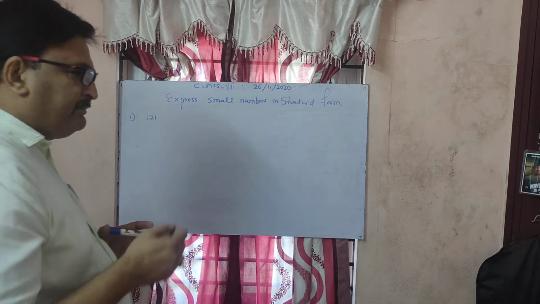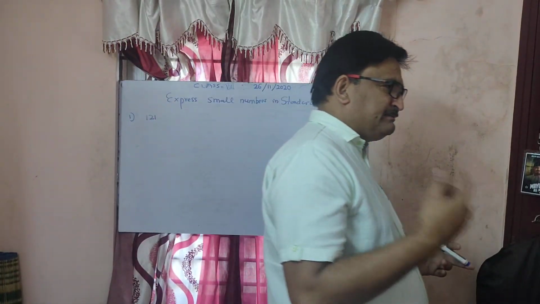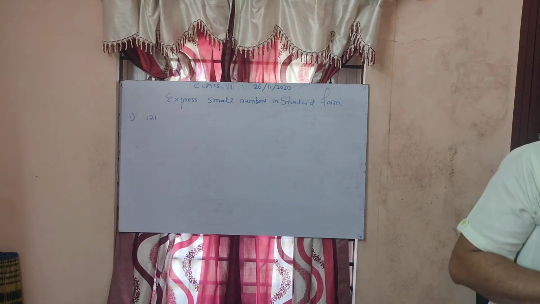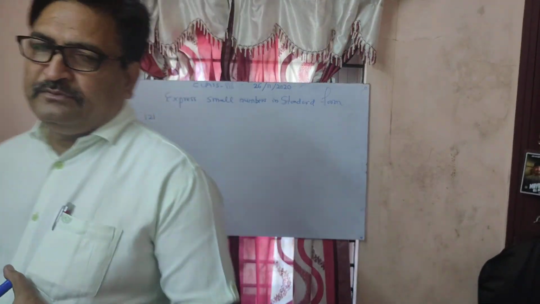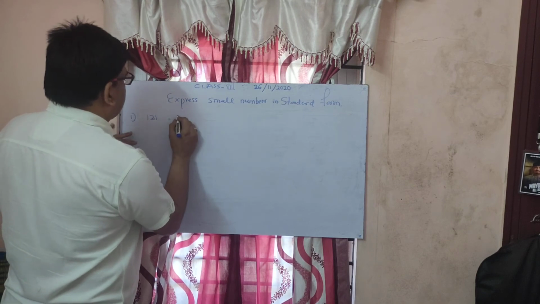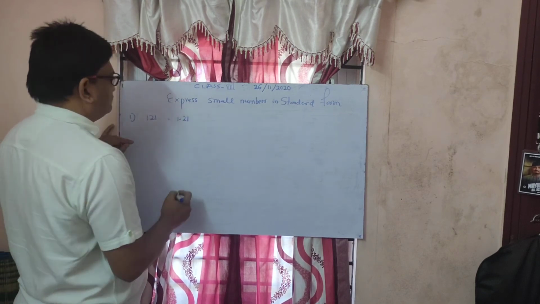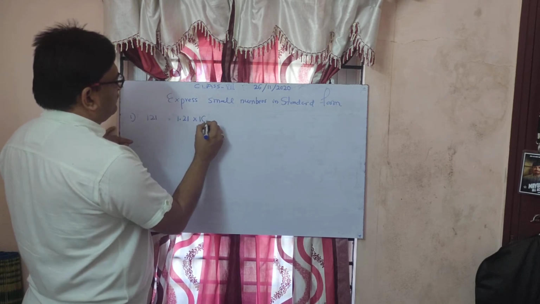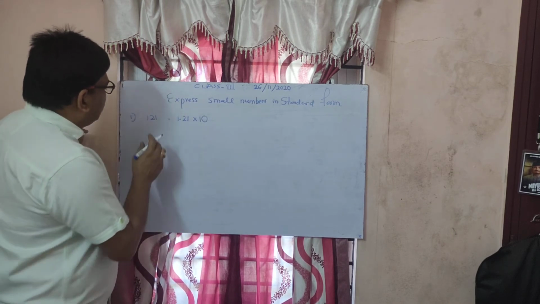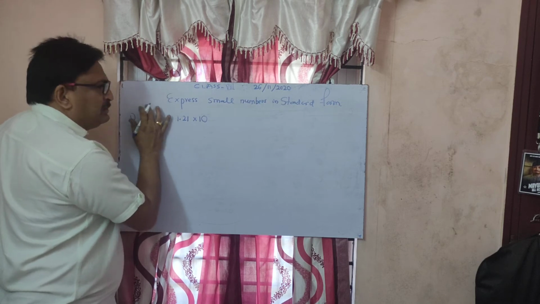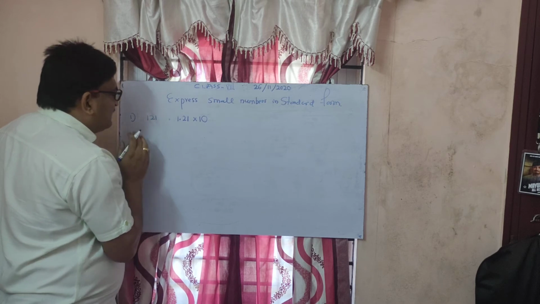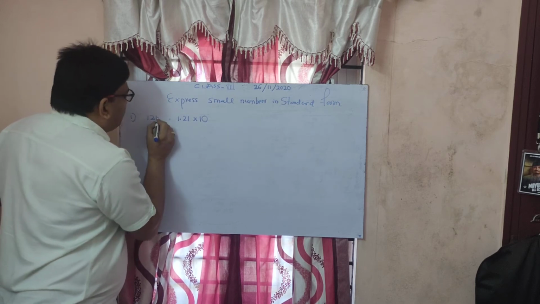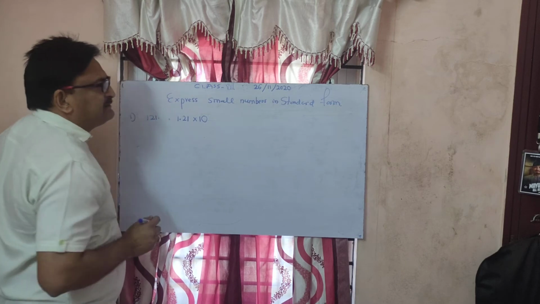Now I will write some examples. Afterwards I will explain to you what the definition and the method of standard form is. So now 121 can be written as 1.21 into 10. If there is no decimal point in the given number, then always assume the point will be here, after the number.